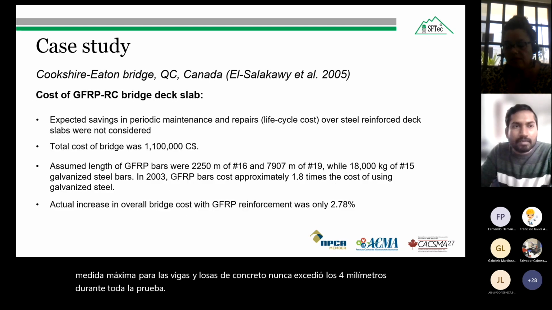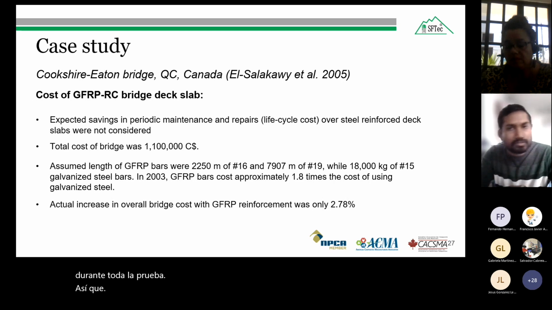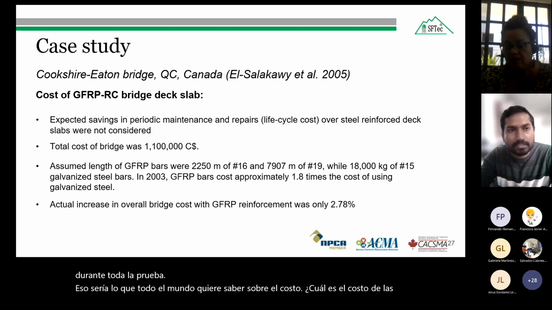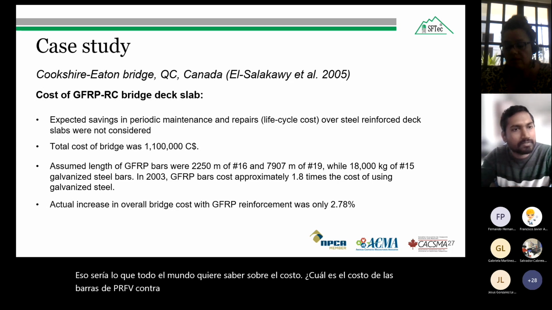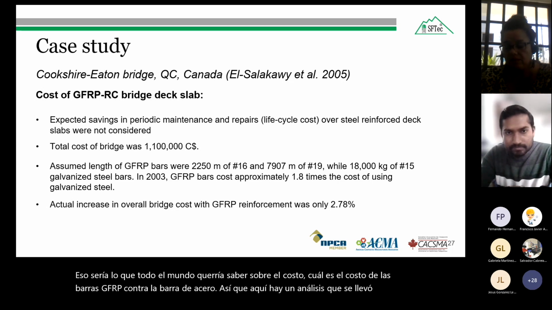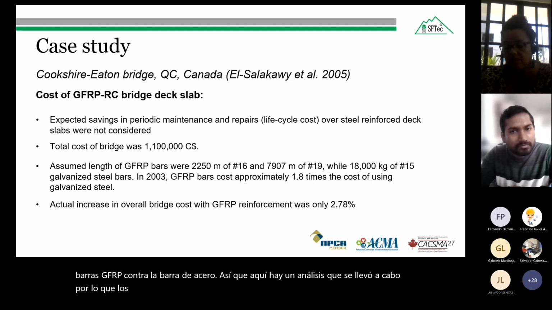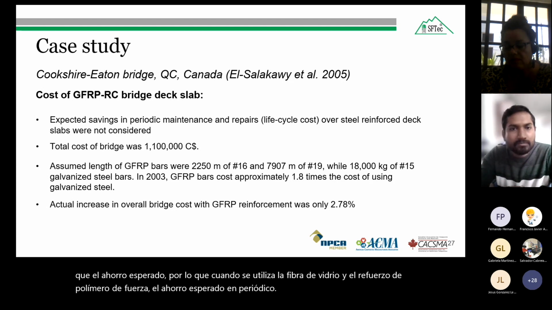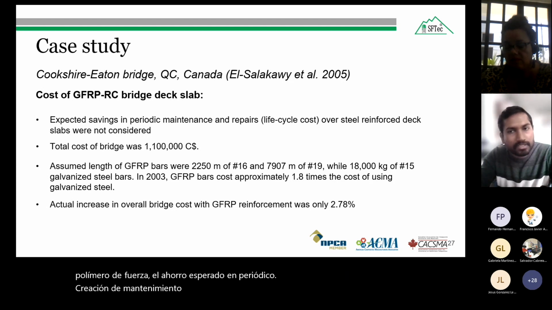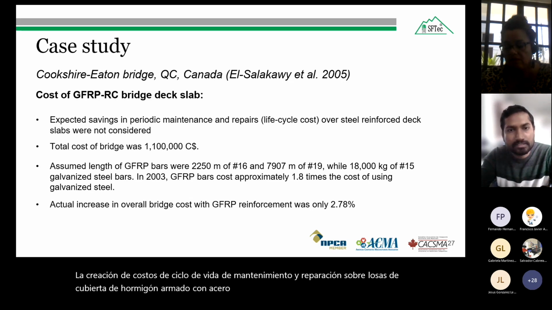So everybody wants to know about the cost. What is the cost of the GFRP bars against the steel bar? So here an analysis was conducted. The expected savings in periodic maintenance and repair, and life cycle costs, when using the glass fiber reinforced polymer reinforcement over steel reinforced concrete deck slab were not considered in this analysis.